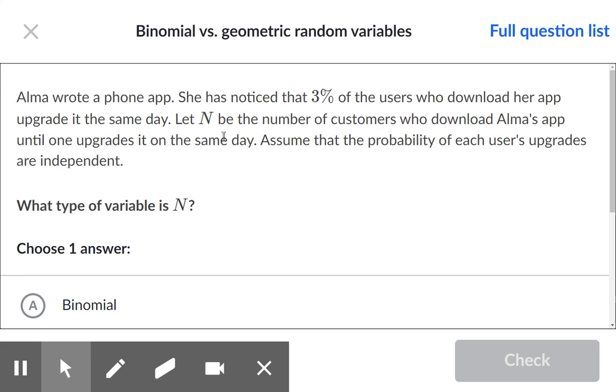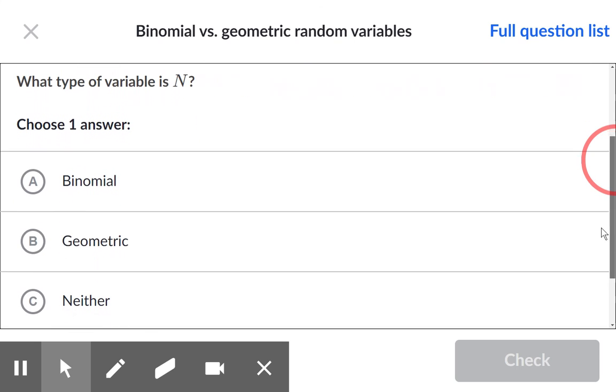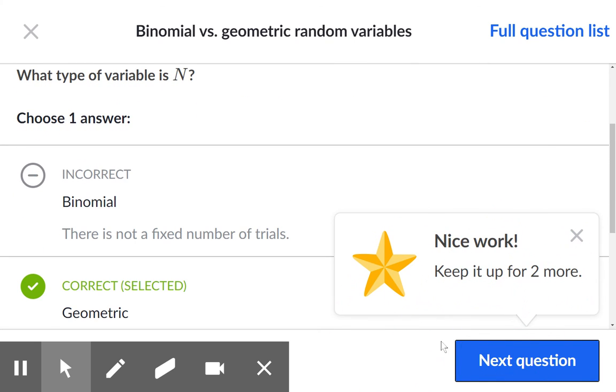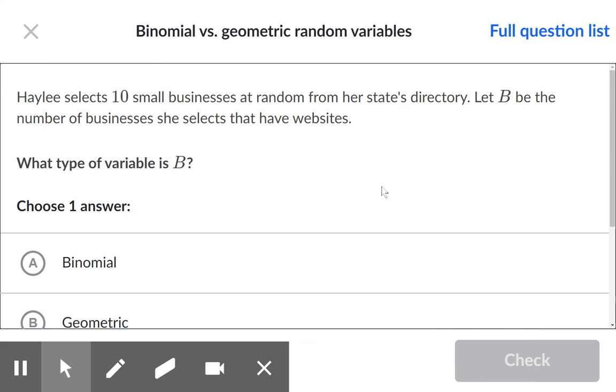And here, the number of trials, n, we don't know what n is. n is not given in this case. So it sounds like it's geometric. All right, so do one more and then we stop.